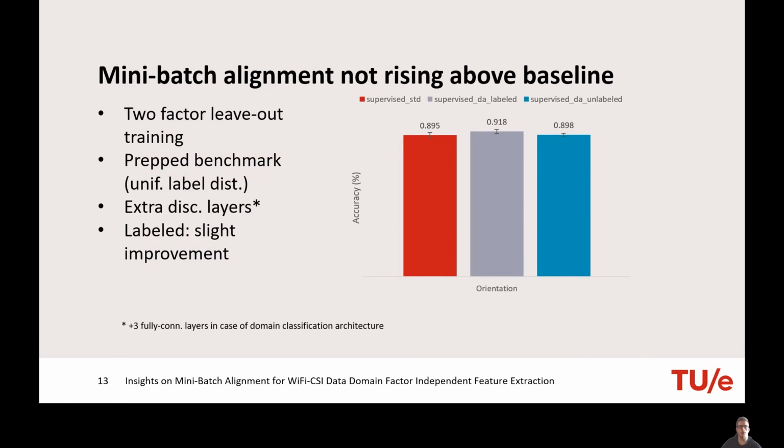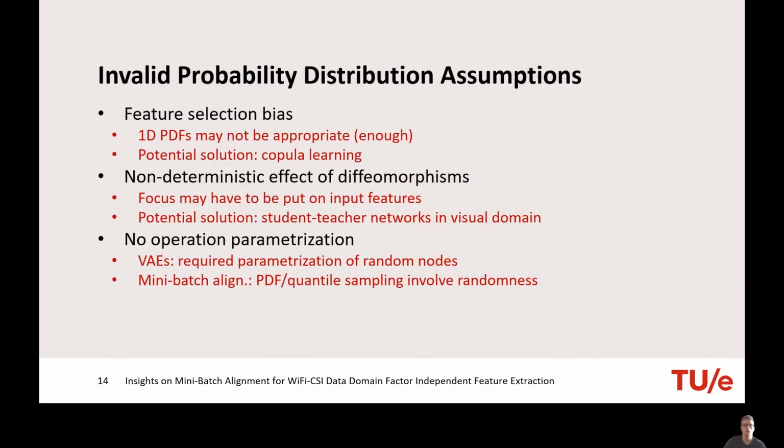So what we have seen is that in the most favorable case, in which extra discriminator layers are added to the domain classification system, so instead of having 2 dense layers, we have 4, and instead of 1 factor leave-out training, we do 2 domain factor leave-out training, we see that domain classification outperforms both the standard baseline, but also the mini-batch alignment network. And there are several reasons for this.